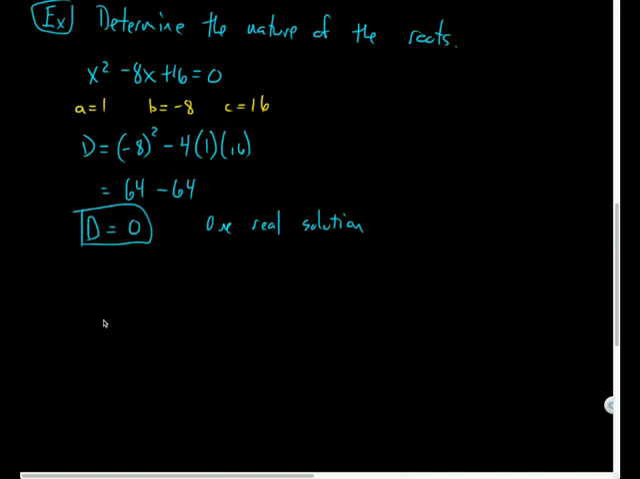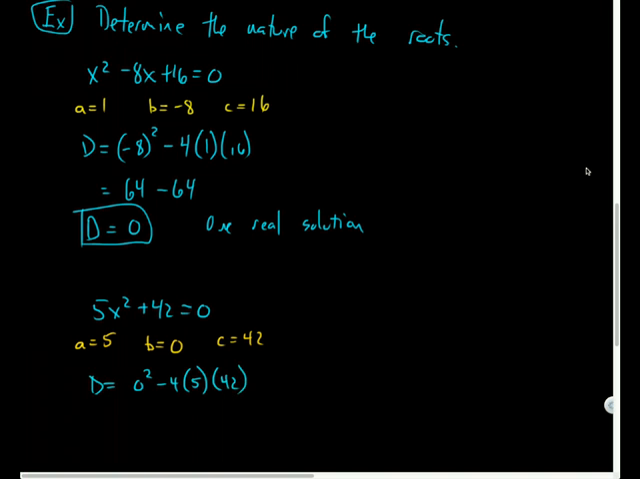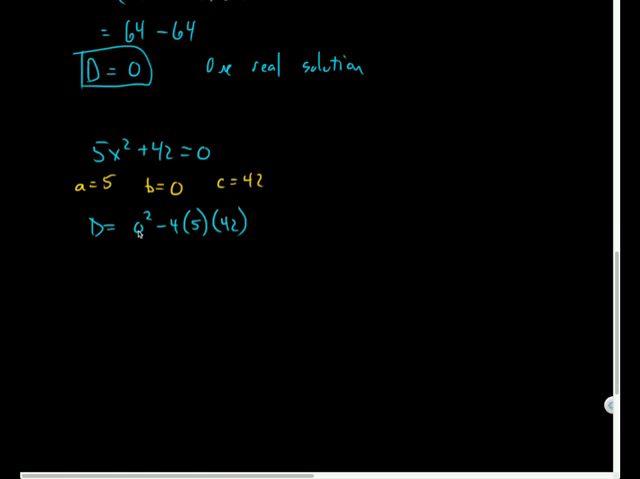Let's do another one. What if I've got 5x squared plus 42 equals 0? So this time I'm missing a linear term, but we've got no problems with that. So a is 5, b is 0, and c is 42. So let's just plug it into the discriminant. So D is equal to b squared, so 0 squared, minus 4 times a times c. Oh boy, let's see if I can do this math. Yikes. Well, I'm not worried about the 0 squared. I hope that's not what you're thinking. 0 squared is 0.